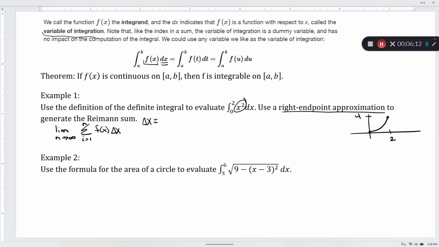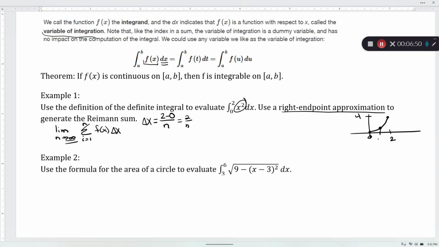Delta x is going to equal, well, we have 2 units of width, so we just take 2 minus 0. And we're dividing it into n subintervals. We don't know n, right? In fact, it's going to infinity, so it's huge. So the width is going to be really small. Now the f of x piece: for each one of these widths or each one of these rectangles, how are we calculating the height?